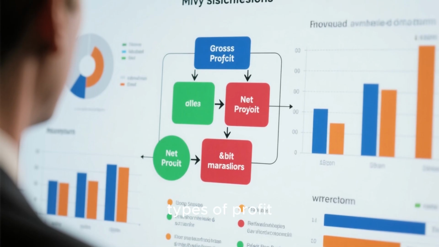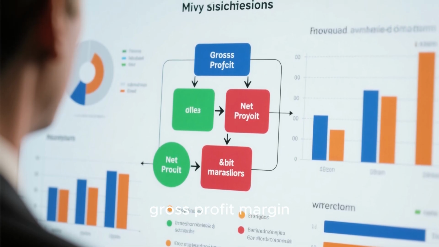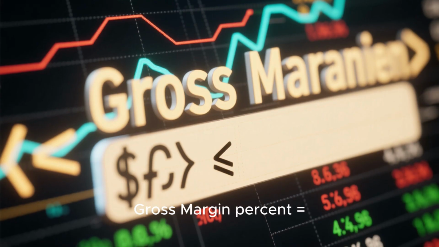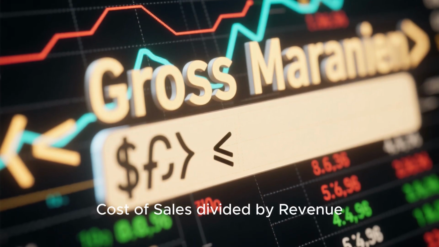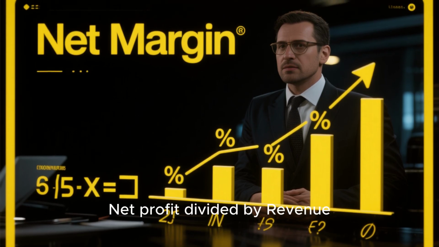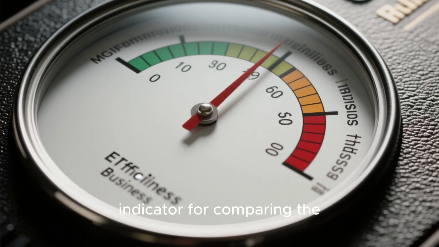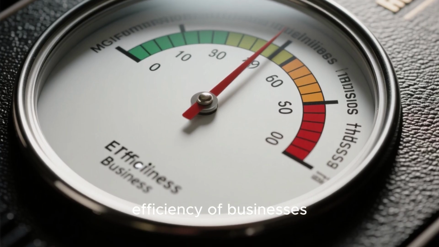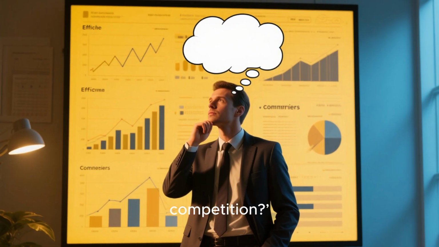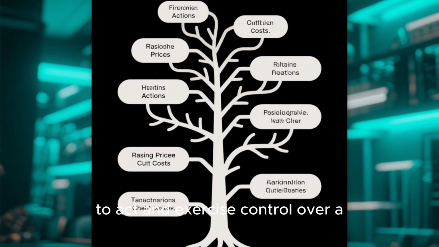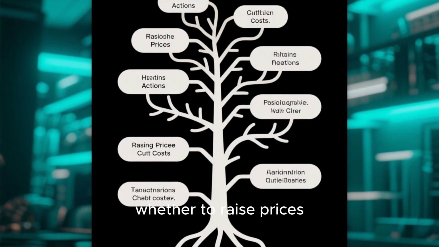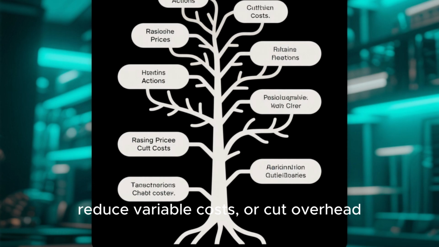There are different types of profit margins, including gross profit margin and net profit margin. They are calculated as follows. Gross margin percent equals revenue minus cost of sales divided by revenue. Net margin percent equals net profit divided by revenue. Margin is an excellent indicator for comparing the efficiency of businesses. It can help us to answer the question, how efficient are we compared to the competition? It also highlights where to act and exercise control over a business by helping us to decide whether to raise prices, reduce variable costs, or cut overhead.